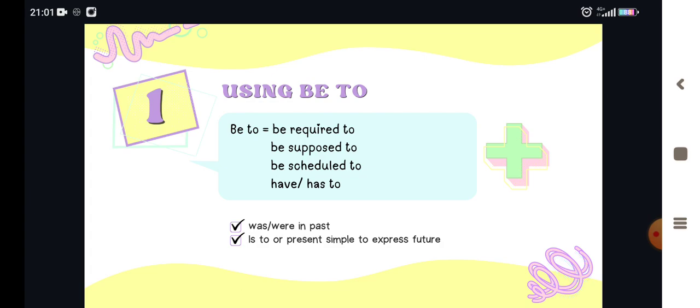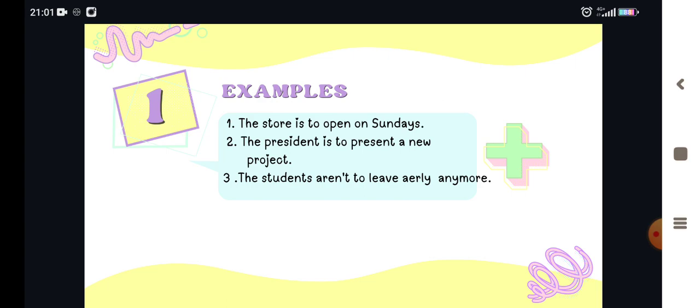Be2 has the meaning of be required to, be supposed to, be scheduled to, have or has to. Be2 in the past is used with was and were, and is to in the present has to express the future. Examples: the store is to open on Sunday. The president is to present a new project. Both sentences have a future meaning.